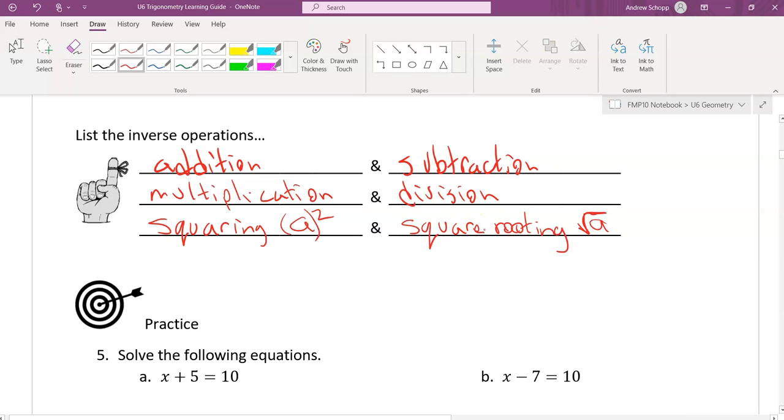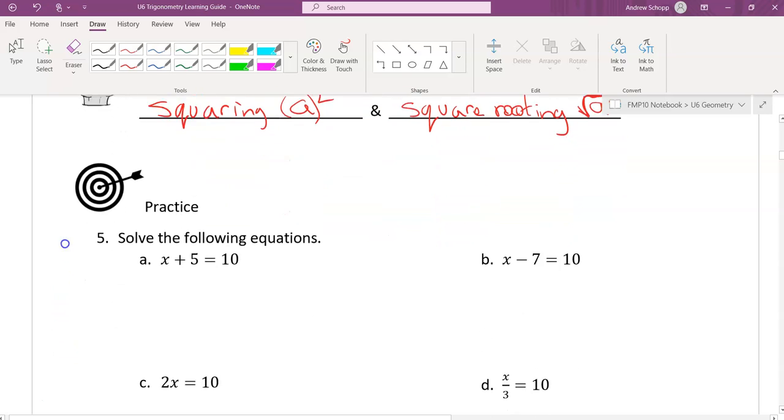So go ahead and work on the practice questions that follow.